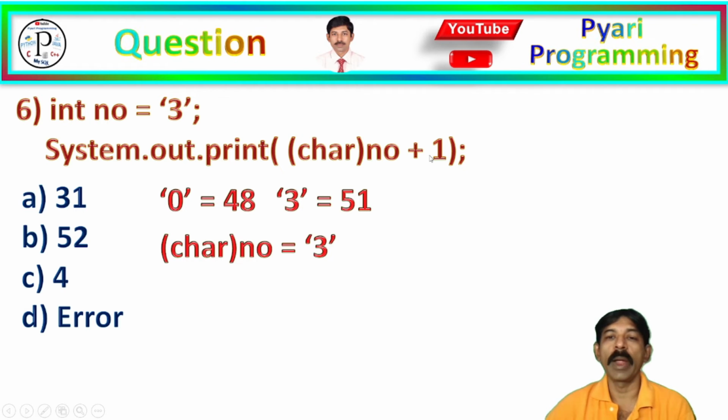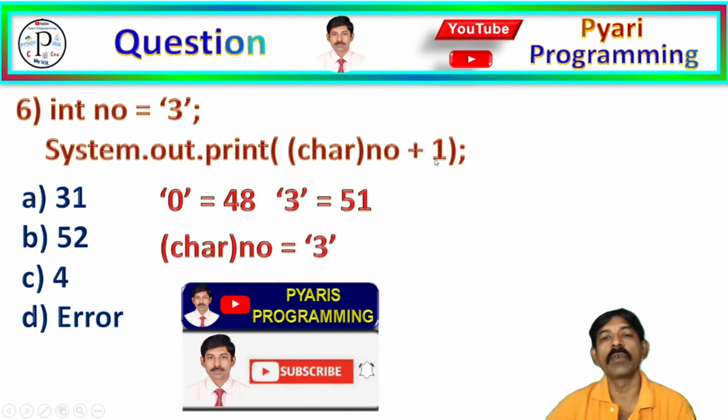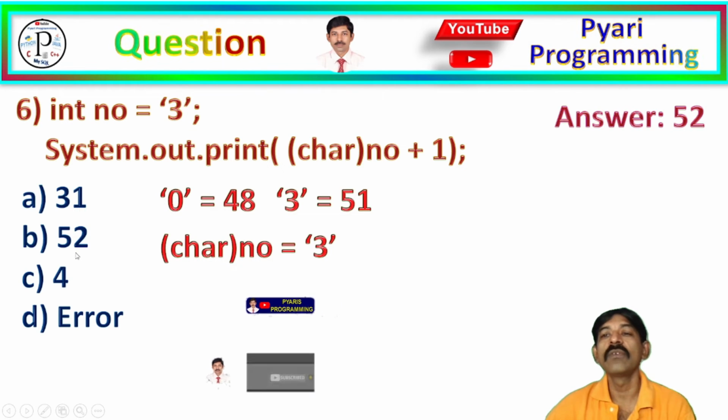Character 3 is going to be added with 1. As we know, when a character is added with an integer, the character is converted to its ASCII value. So the ASCII value of 3 is again 51. 51 plus 1 is your 52. So that's why the correct answer is your 52.